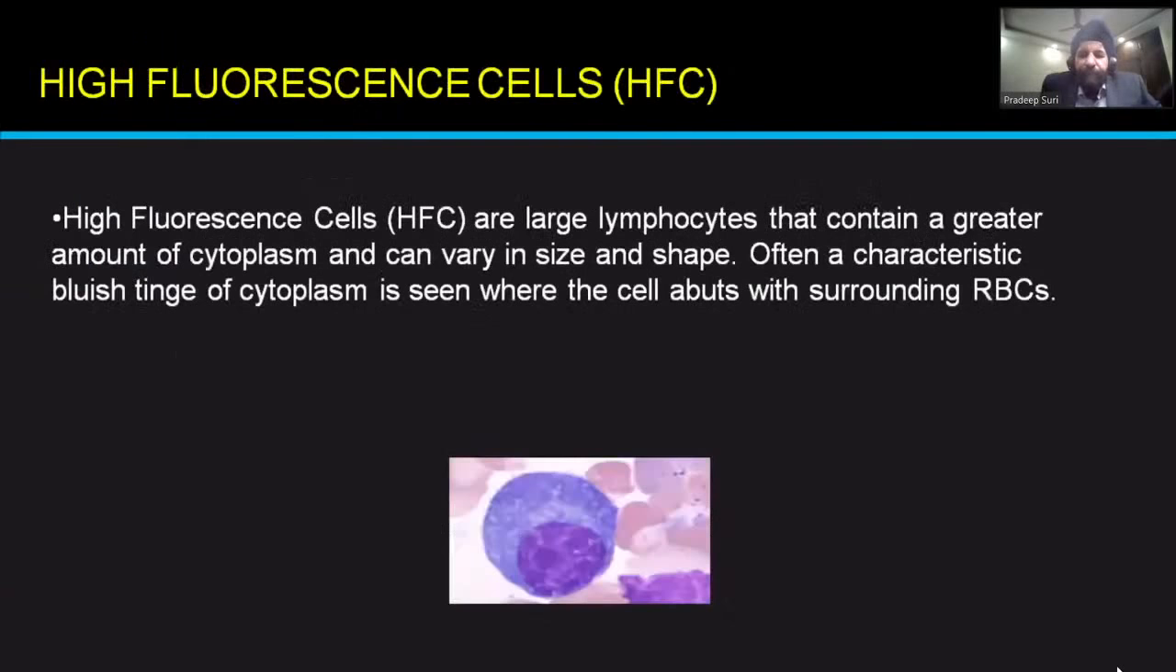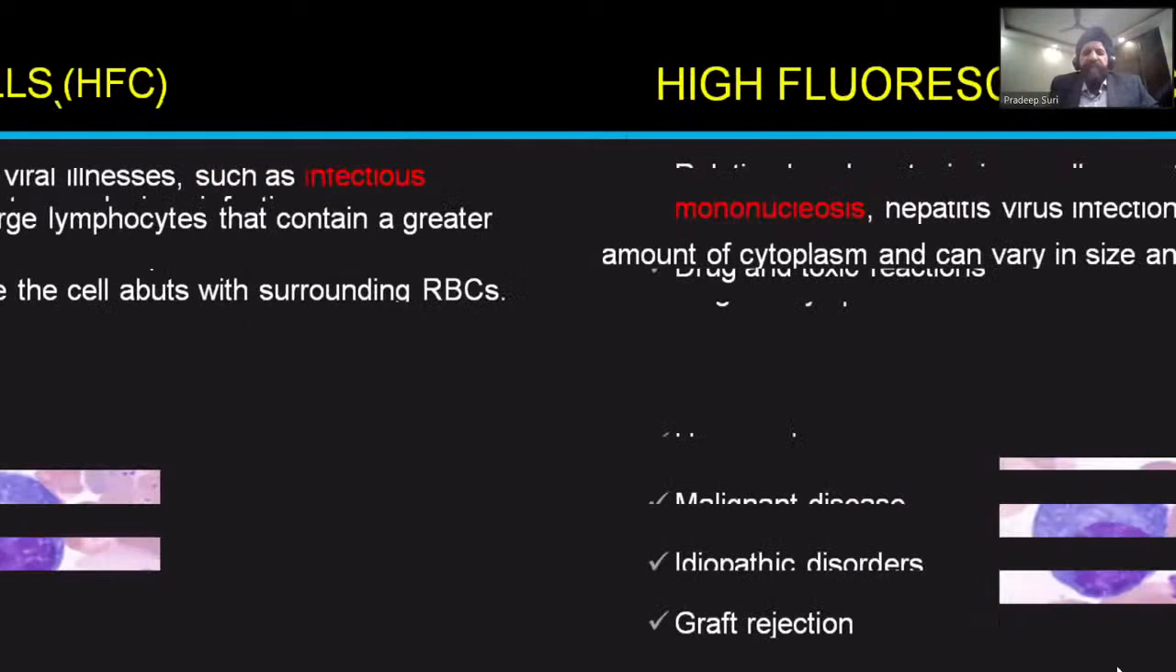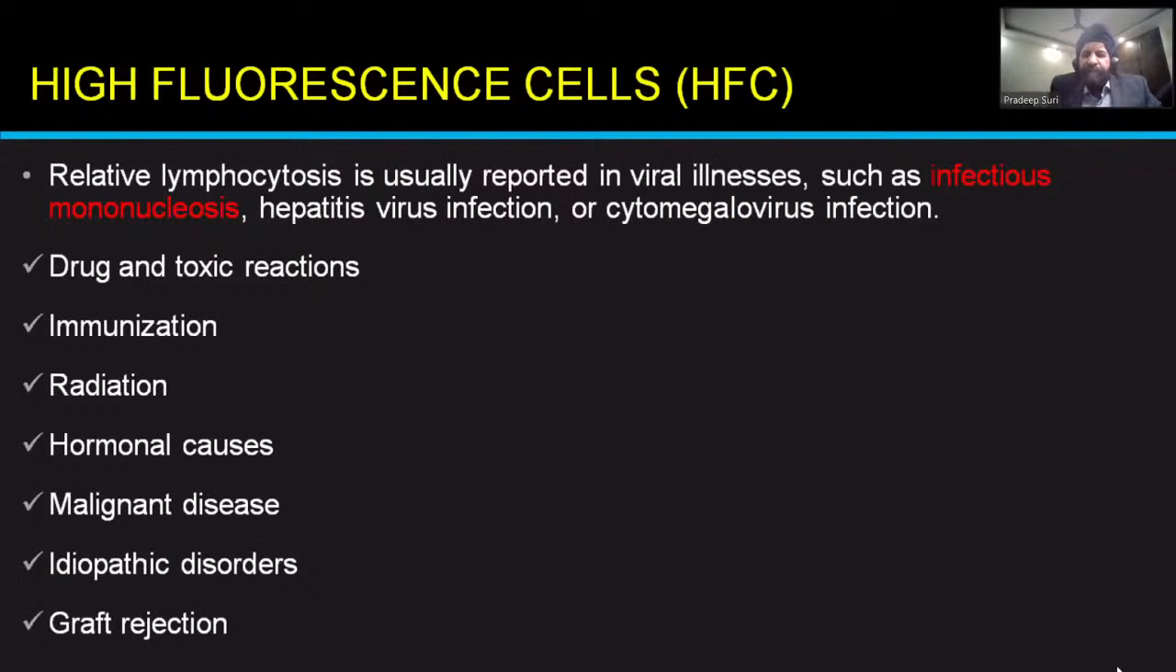Next we have the high fluorescent cells. As I earlier told you, these are large lymphocytes that contain a large amount of cytoplasm. Often there is a characteristically bluish tinge of cytoplasm. This relative lymphocytosis is usually seen in viral illnesses, primarily infectious mononucleosis, hepatitis, cytomegalovirus, dengue infection, and now also in the COVID infection. These can also be seen in drug and toxic reactions, immunization, radiations, hormonal causes, certain malignant diseases, idiopathic disorders, certain autoimmune disorders, and graft rejections.